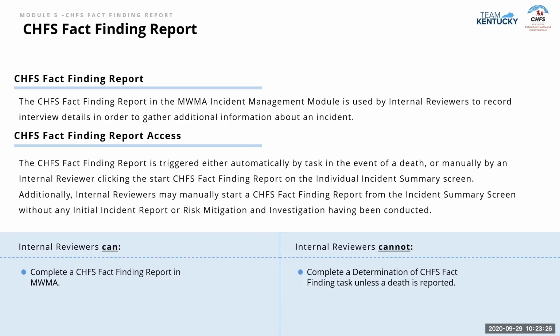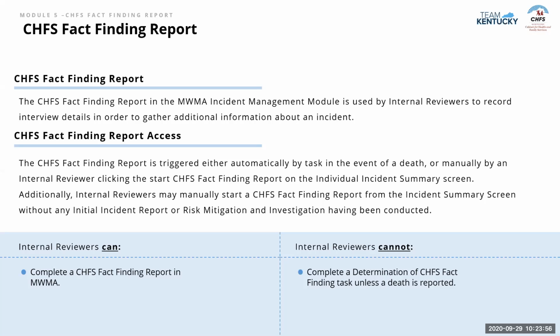Okay. So additionally, internal reviewers may manually start this, like I said, from the incident summary screen without any initial incident report or risk mitigation and investigation report having been conducted. So a few things here: you can complete the CHFS fact-finding report in MWMA, but you cannot complete a determination of CHFS fact-finding task unless a death is reported. So that second part right here, I'm going to go ahead and draw a box around it because I want to make sure everyone understands this.